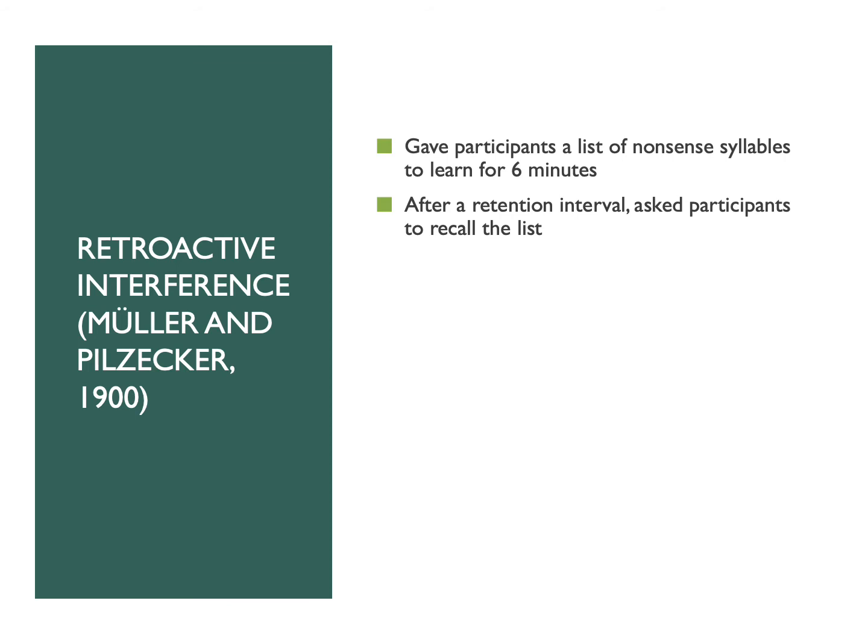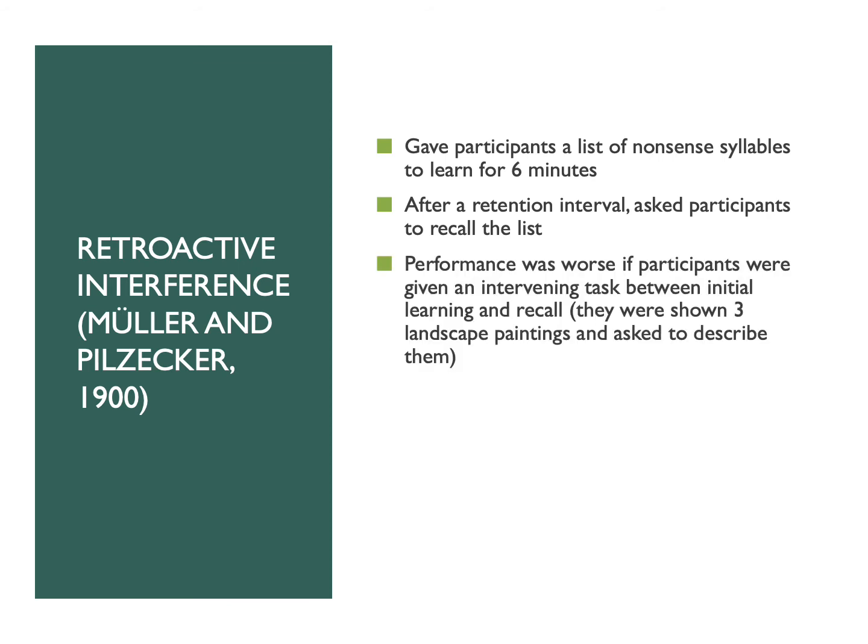So one group of participants were given a task where they had to describe 3 landscape paintings. And what they found was that the performance was worse, so they remembered less of these nonsense syllables if the participants were given an intervening task between the initial learning and the recall. So write me a sentence to explain why this shows retroactive interference.